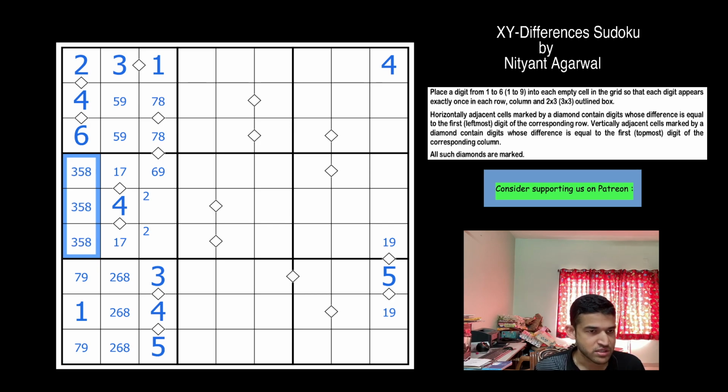Again, same logic. 3 and 5 cannot be together because the difference would become 2 and there is no diamond. So this is 8. So let's separate off this. This is 3, 5. And now look at the row. You have a 7 or a 9 here and there is a diamond here. A 9 cannot be in a row with a diamond. That's a 7 and that's a 9.